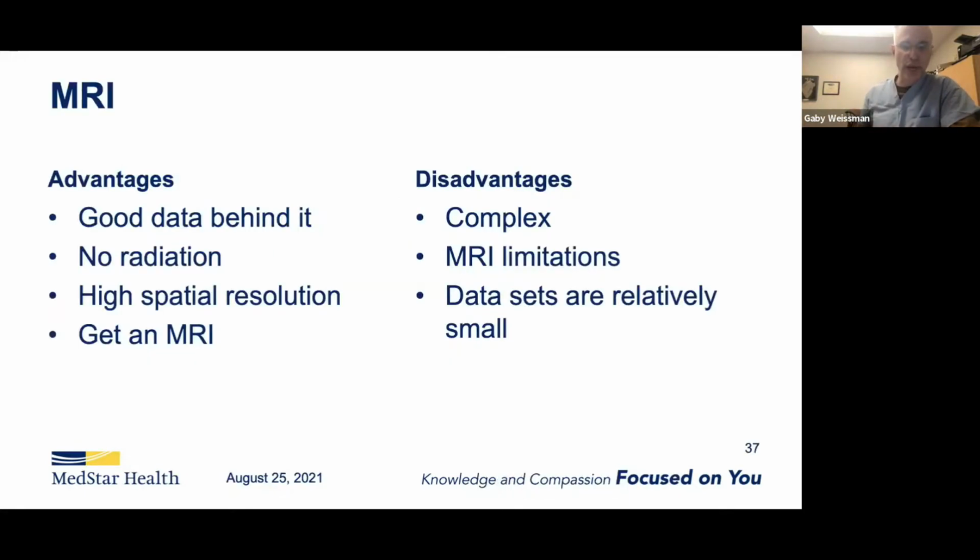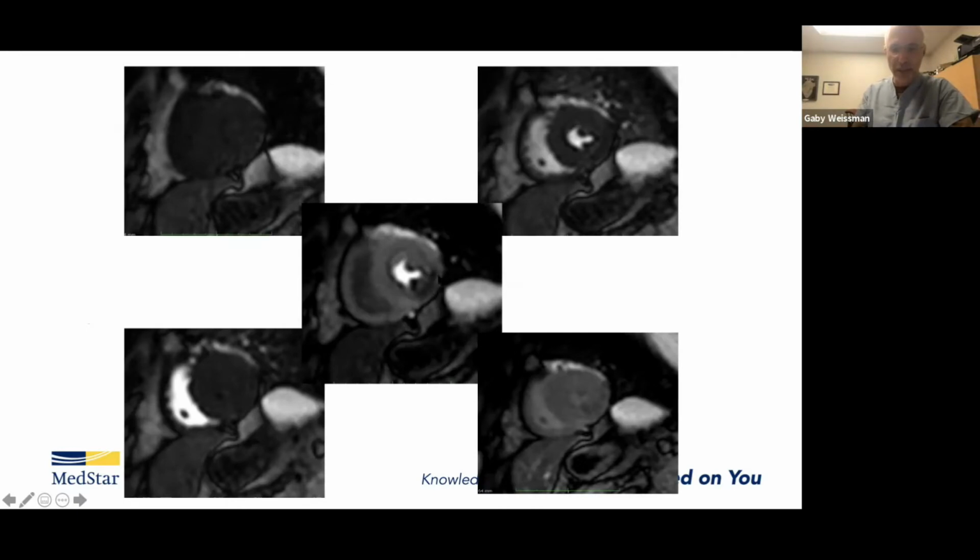Why would you choose a stress MRI? Also has good data behind it, but to be fair, the data sets here are relatively small when we compare them to nuclear. No radiation, that's potentially an advantage. High spatial resolution, you can see if I go back to this, that in the nuclear, the whole wall was sort of missing. Here you can see that the endocardium is missing, but the epicardium is still there. So you really do get better images as far as spatial resolution, as far as being able to see details.